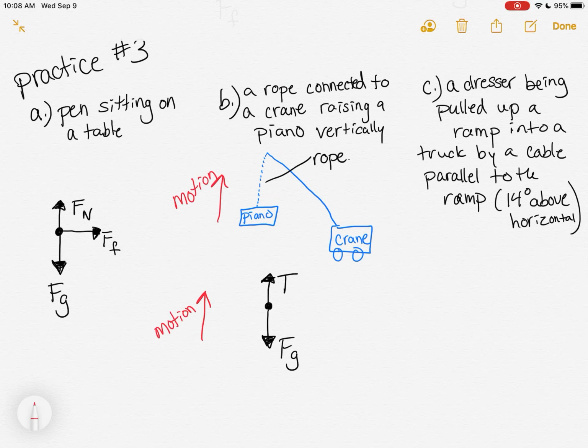Now, I hope you've noticed that I've been drawing motion in a different color, and the reason for that is just so that we don't get it confused with being a force in the free body diagram. We want to include the motion in all of our free body diagrams, but we don't want to confuse it and think of it as a force.